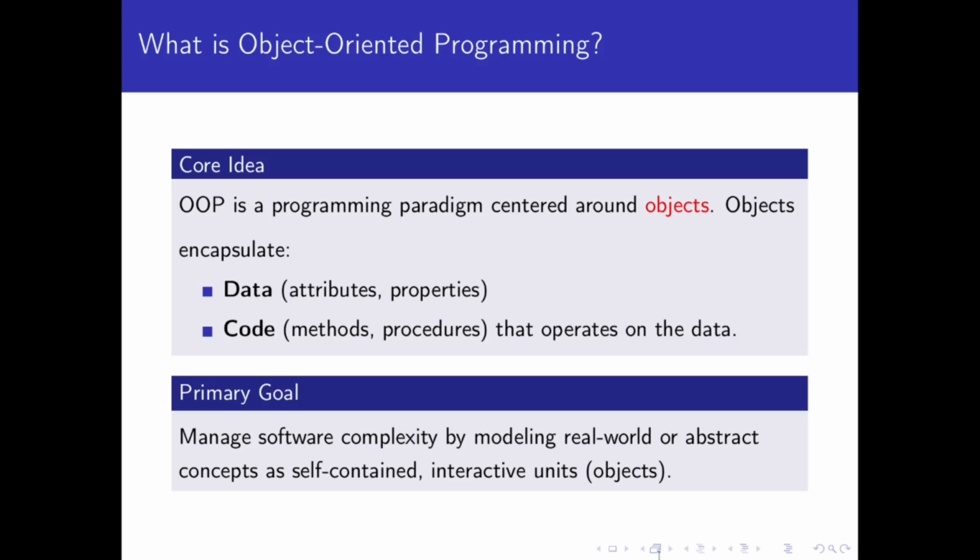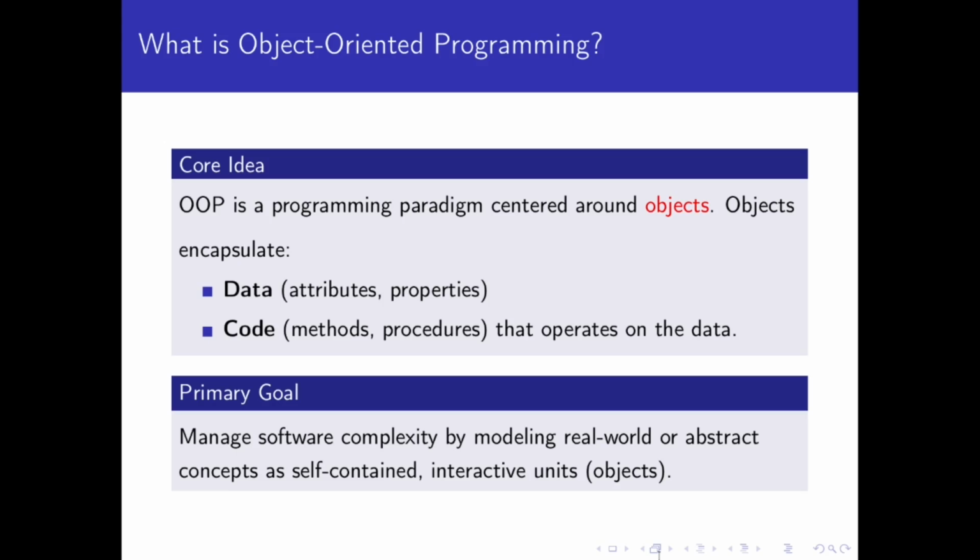Let's see the core idea of object-oriented programming. It is a programming paradigm that centers around objects. Objects encapsulate data and code. Our data can be represented in the form of attributes and properties, which means they can be our fields. Our code can be methods, procedures, or functions that operate on the data.